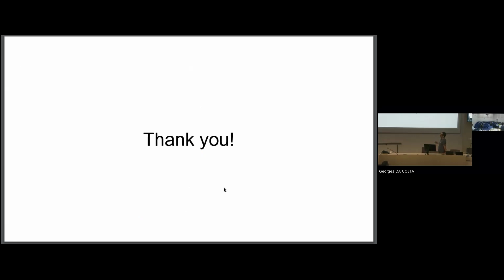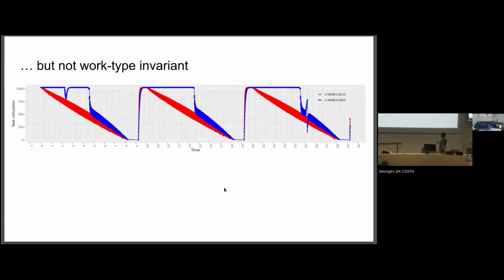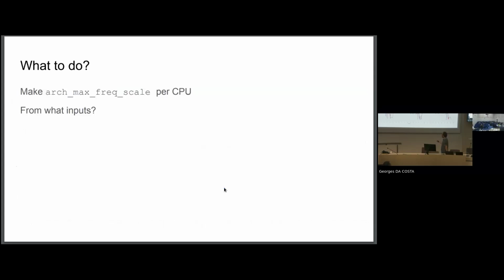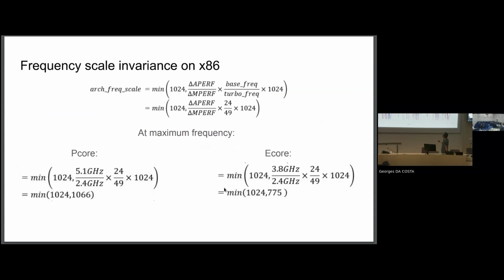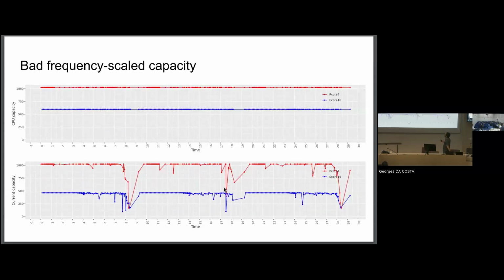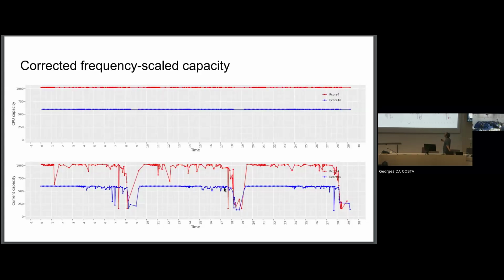Yeah. So going back to the 775. In this plot, what we see is the Arch scale capacity that we get from the constant microarchitectural capacity of the CPUs, which in our experiment was 1024 and 600 for my hardware. And the 775 that we saw here is the underestimation that we have. This should be 1024, not 775. And yeah, so now it looks better.